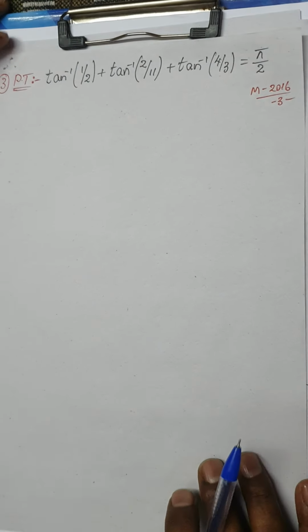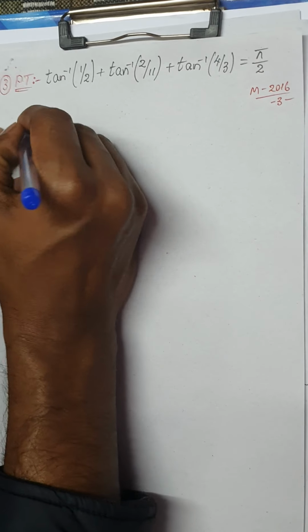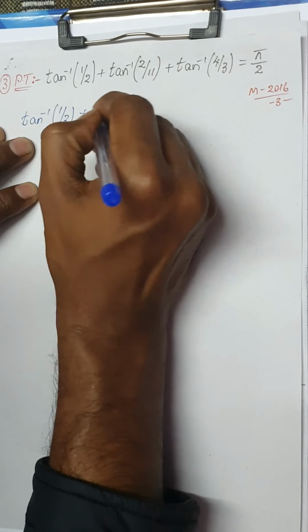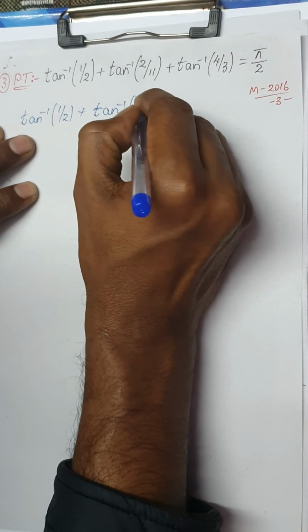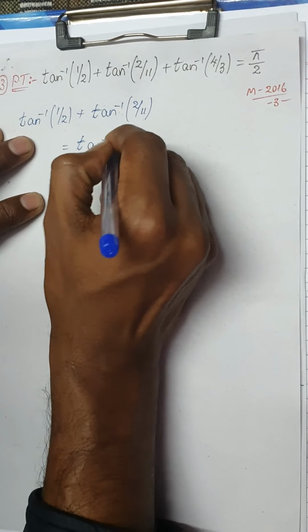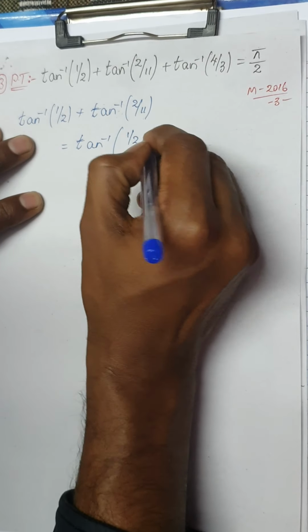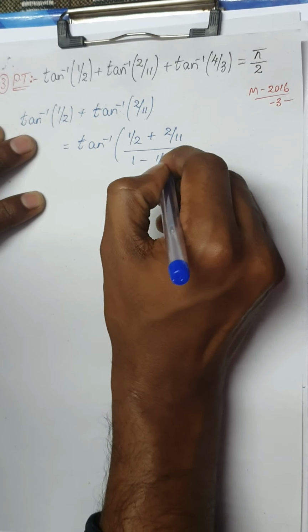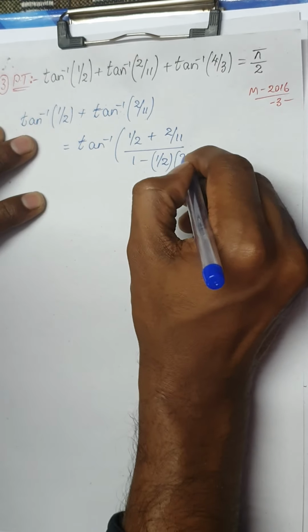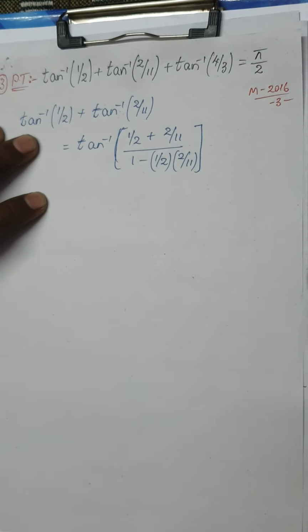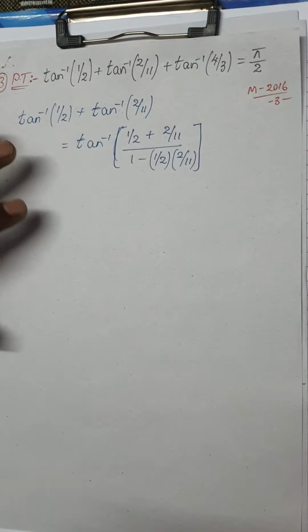So I'm going to consider tan inverse of 1 by 2 plus tan inverse of 2 by 11. This is nothing but tan inverse of x plus y, that is 1 by 2 plus 2 by 11, divided by 1 minus x into y, that is 1 by 2 into 2 by 11. So I've used the formula for tan inverse of x plus tan inverse of y.